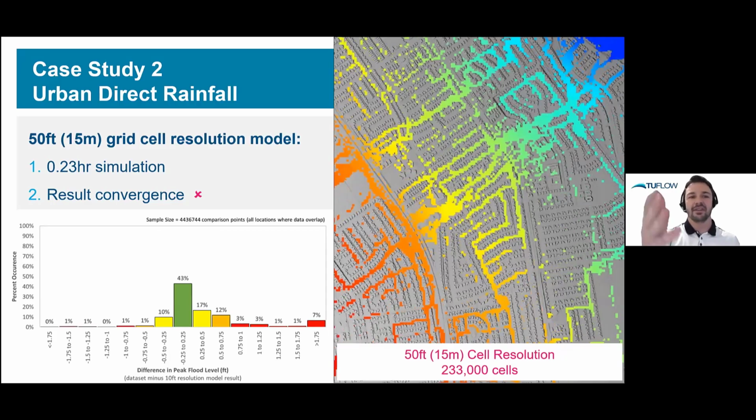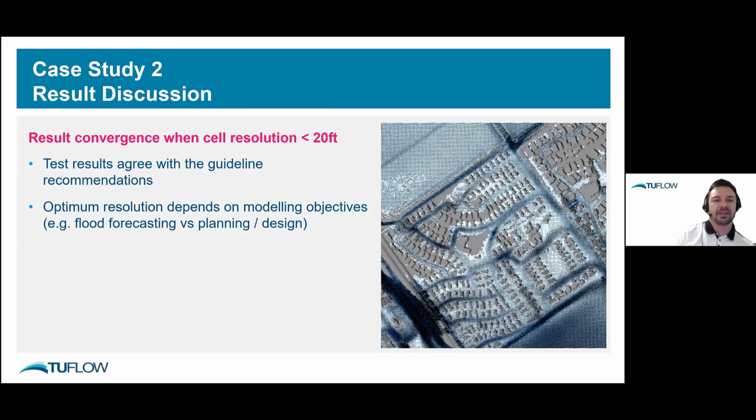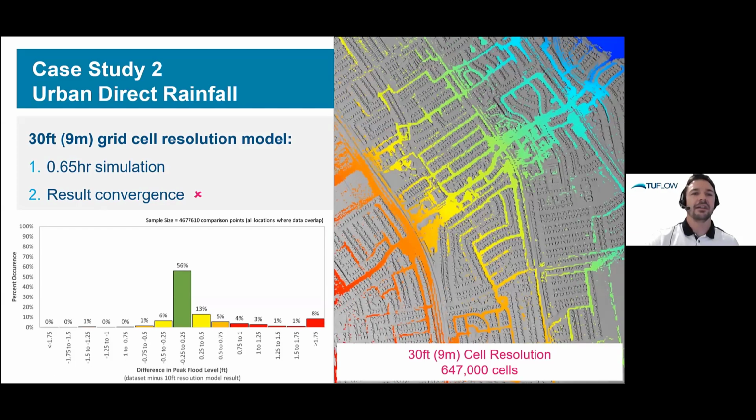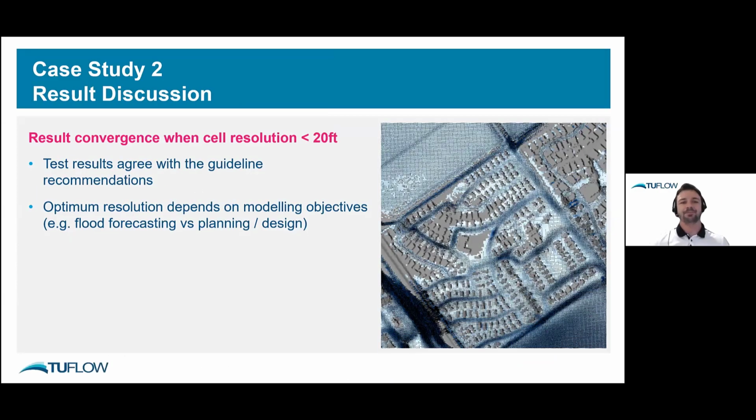We can go further out, 15 meter, it's not surprising. These results now do definitely look different from those original results. Okay, so a little bit of discussion about these. So we found that the result converged to a common solution when we're working at less than a 20-foot resolution. Sorry, was it? I got that wrong. Oh, 20-foot, so 6-meter resolution. Considering that, these test results once again agree with the guideline recommendations.